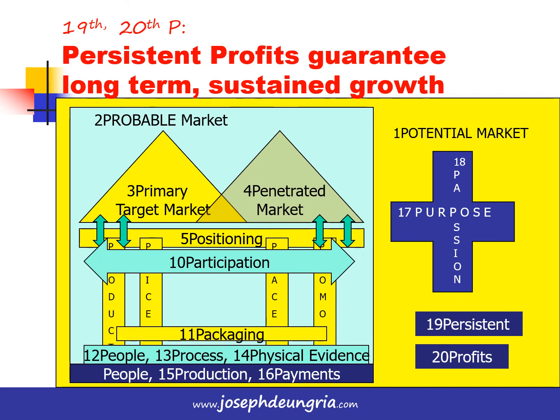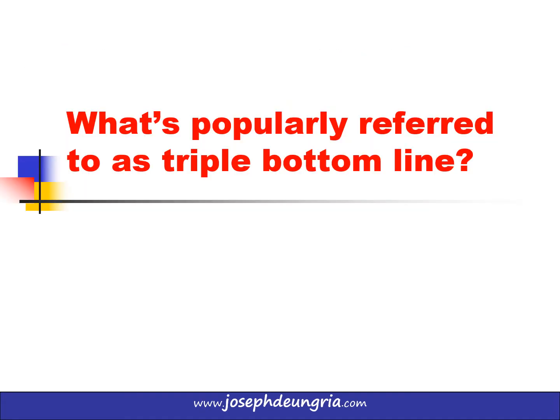Paulit-ulit na profit. Okay? So the first 20 P's, we can tell it in a story, but part of that P is what we call the triple bottom line. You heard about triple bottom line? What's the triple bottom line? What's the first bottom line? Profit, di ba? So profit is called bottom line because in the financial statement, it's at the bottom, and at the top is revenue, top line. So top line is revenue, bottom line is profit.